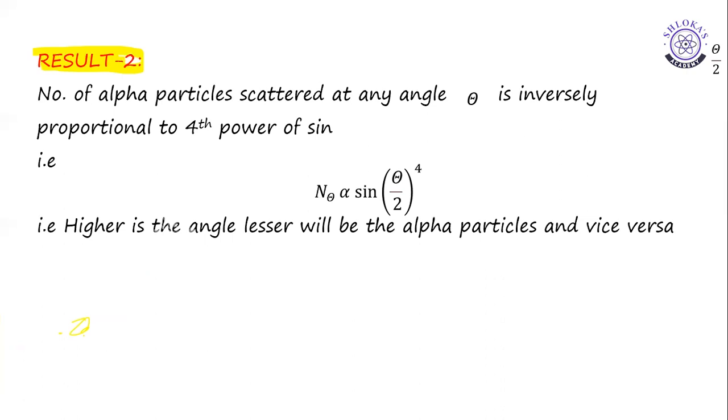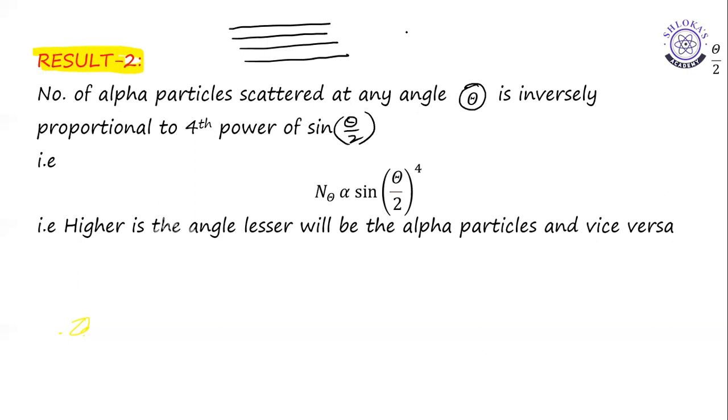the same path. Now here, the number of alpha particles scattered at any angle theta is inversely proportional to the 4th power of sine theta by 2. That means the higher the deflection angle, the lower the number of alpha particles deflecting through that particular angle. For example, most of the alpha particles pass through the gold foil straight without any deflection. Here, what is the angle of deflection? That was 0. That means the lower the angle, the higher the number of alpha particles.